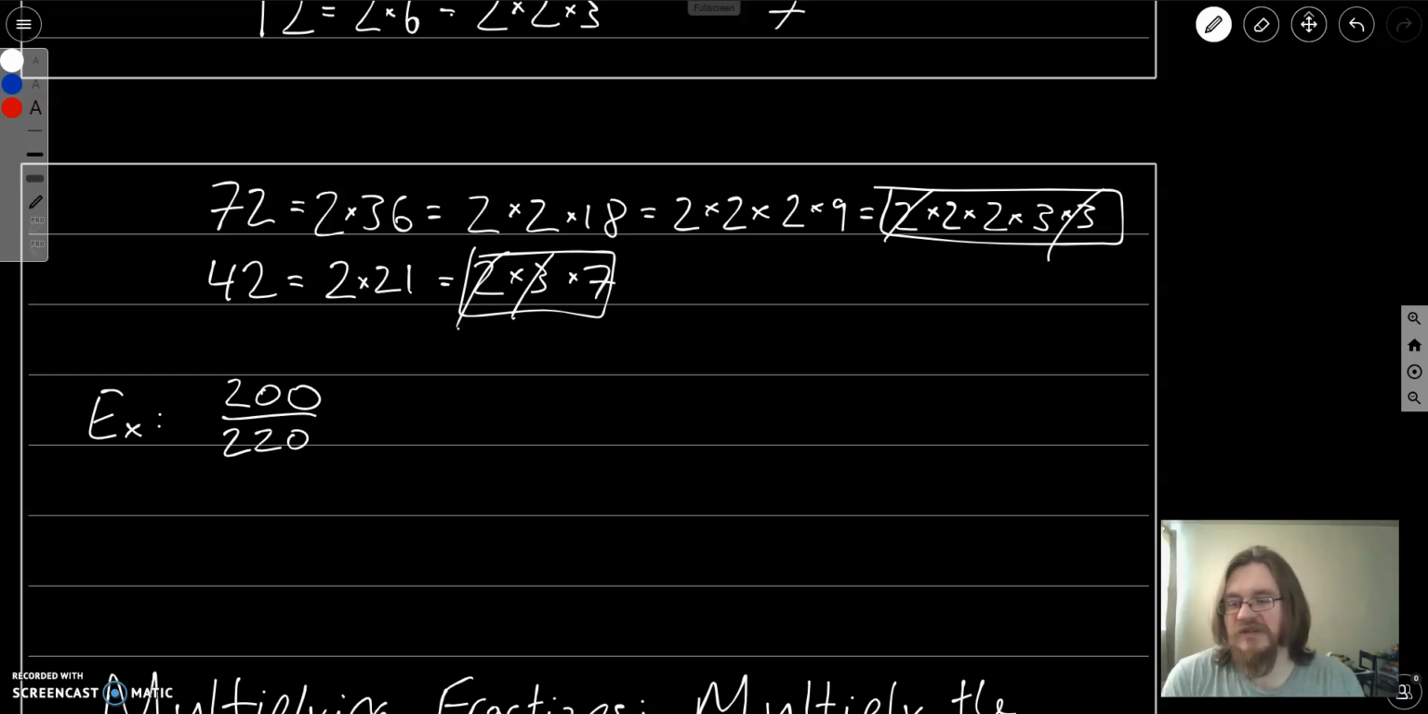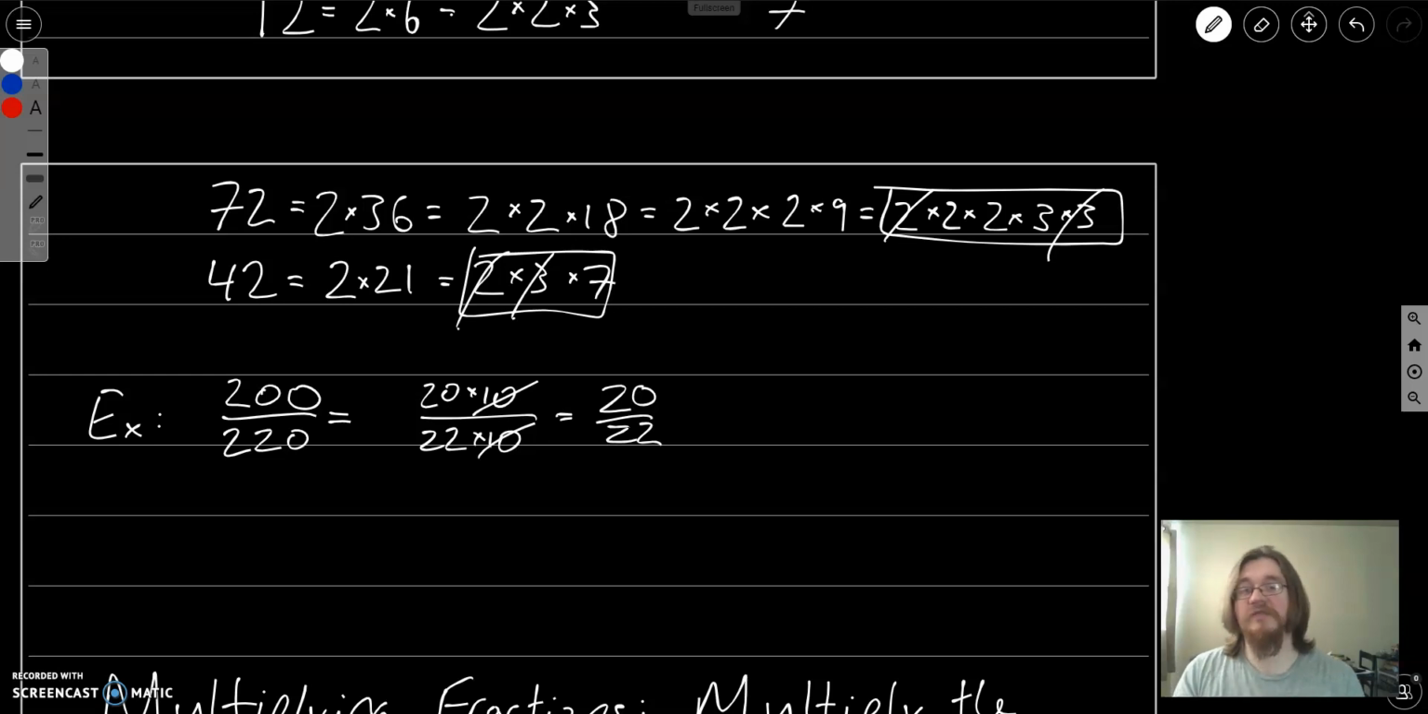So here we've got 200 divided by 220. The first thing that I notice is that both these numbers have a 0 at the end. So I can divide them both by 10. So the top is going to be 20 times 10. The bottom is going to be 22 times 10. And again, I can cancel the 10 off the top and 10 off the bottom. So what I'm left with is going to be 20 divided by 22.